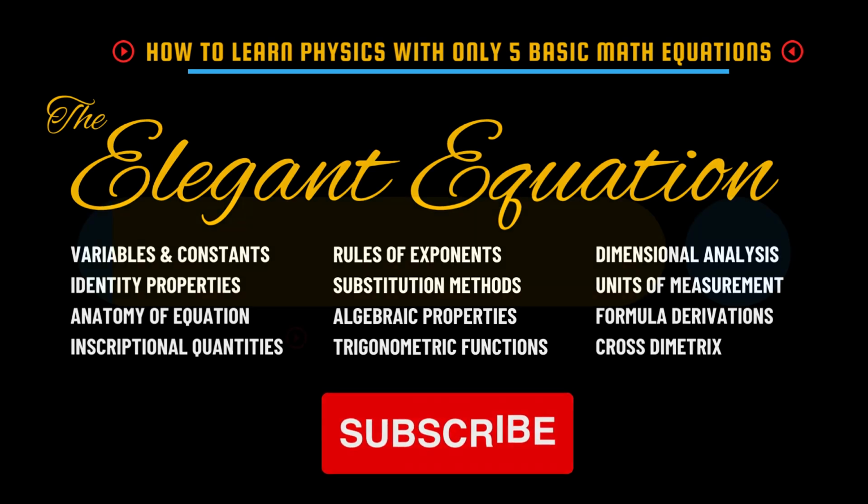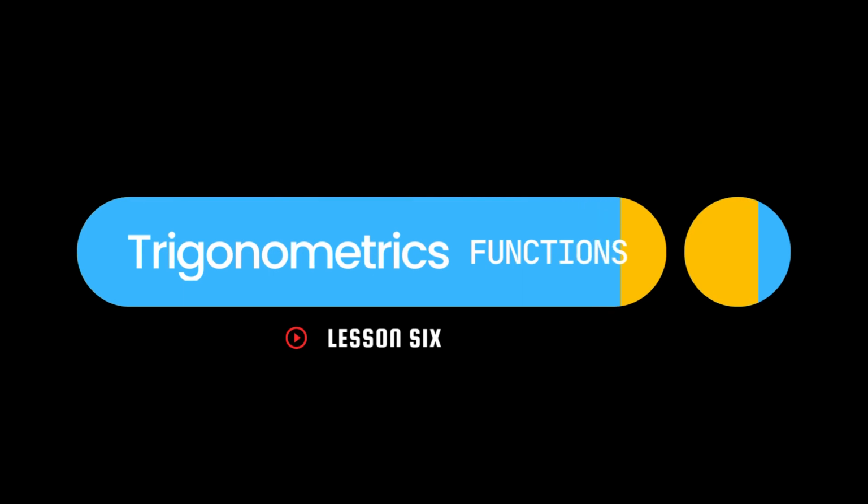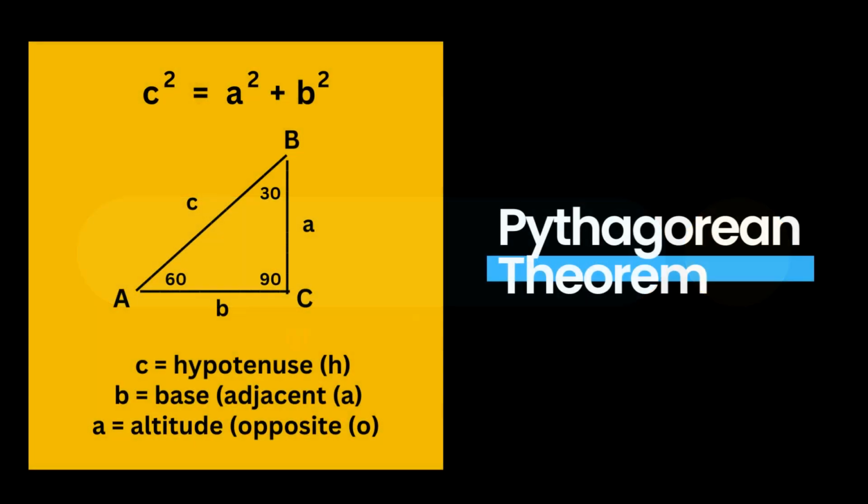Our topic for today is all about trigonometric functions. This is lesson 6 in our series of learning physics using only 5 basic math equations. Trigonometry is all about the sides and angles of triangles. It is used to measure distances or lengths, far or near, like the height of a building, or the distance of a nearby star. The Pythagorean triangle is the most well-known triangle.